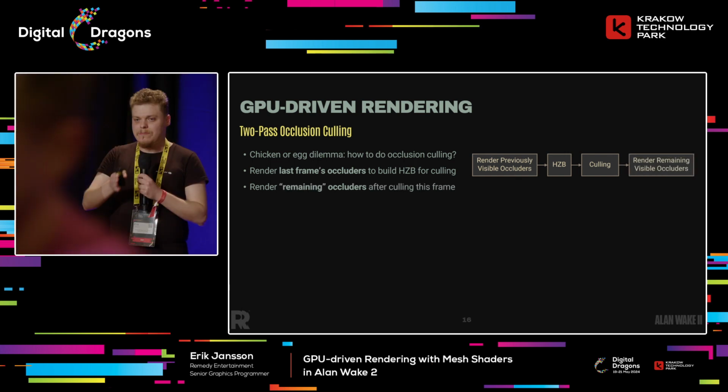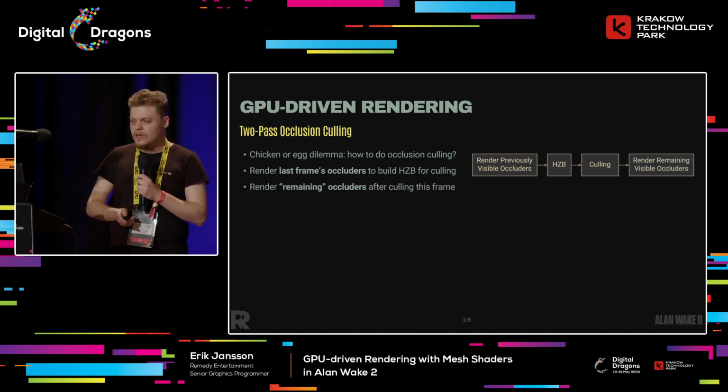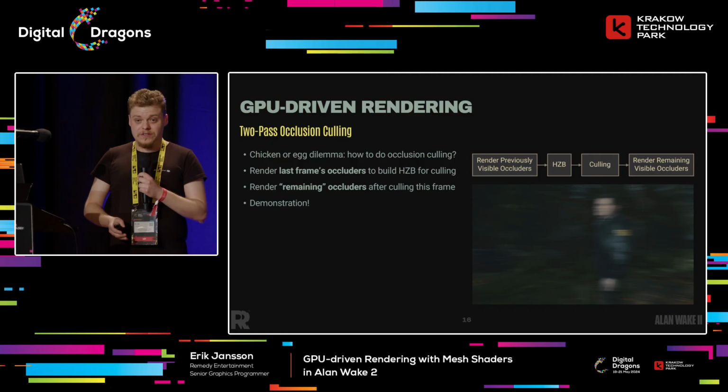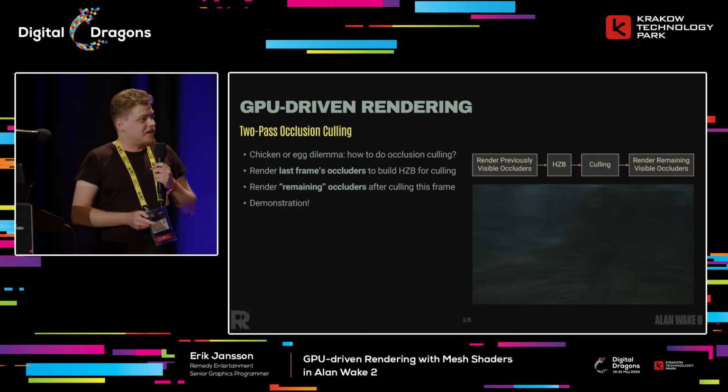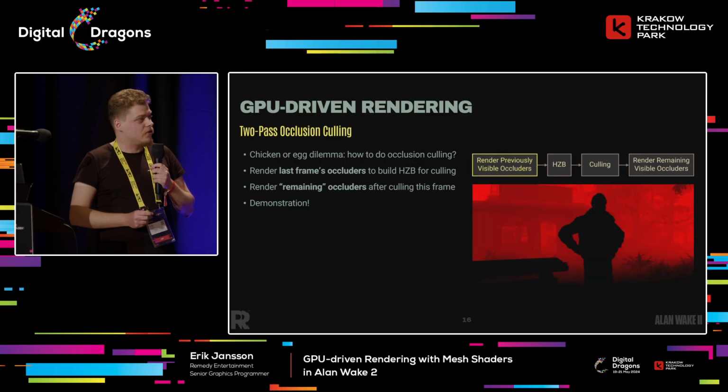So we need to render the remainders after this. But I find that this is a bit hard to visualize, so let me show an example of how this works. This is the easiest way I could come up with. I spin the camera really fast. I take a capture, and then look at the depth.